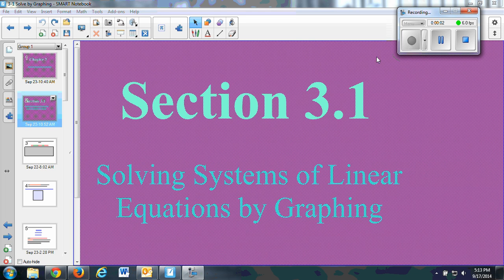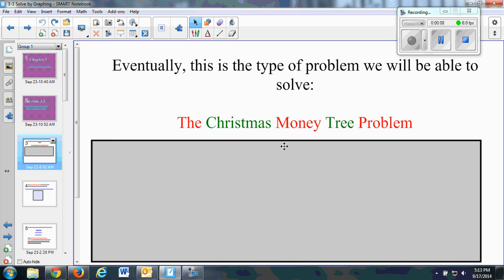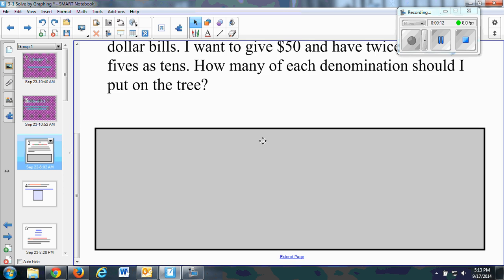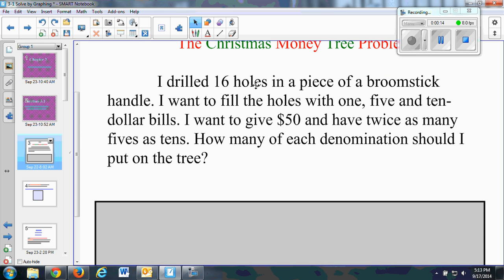Alright guys, so today we're solving systems of linear equations by graphing. What we're eventually going to get to is something like this, where we look at this here. I drilled 16 holes in a piece of a broomstick handle. I want to fill the holes with $1, $5, and $10 bills. I want to give $50 and have twice as many 5s as 10s. How many of each denomination should I put on the tree?